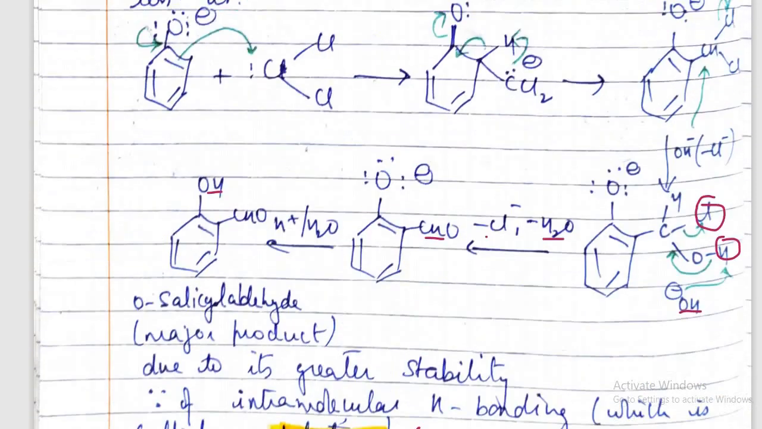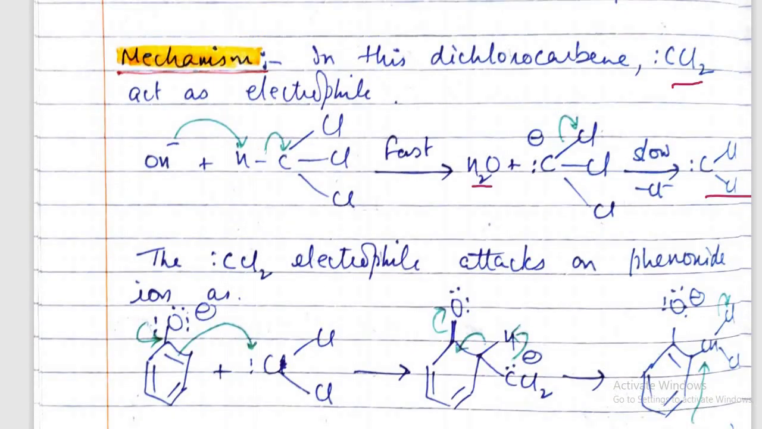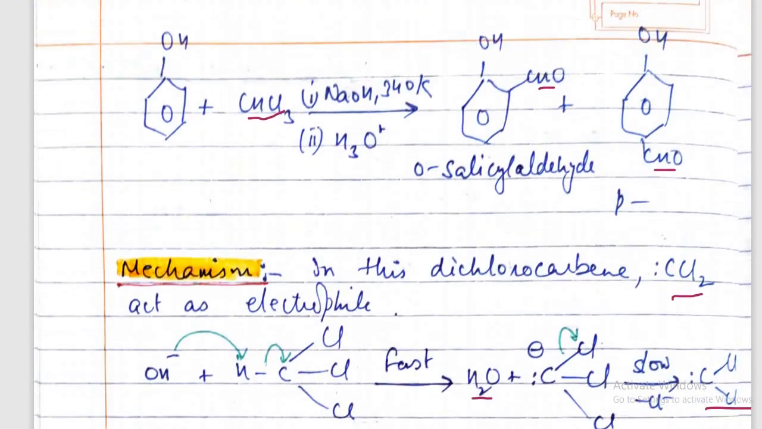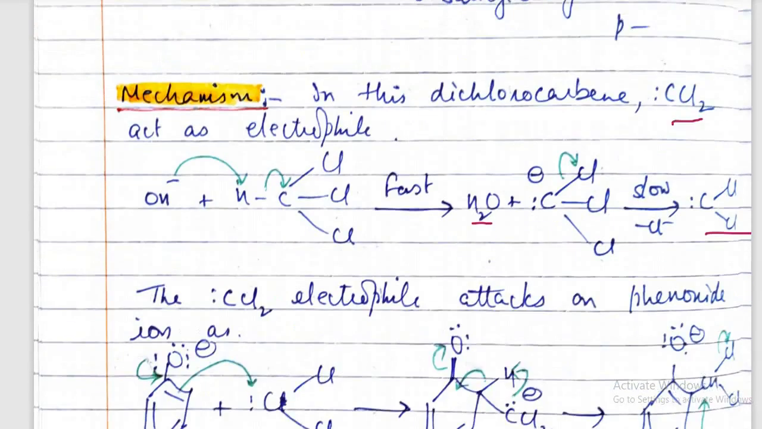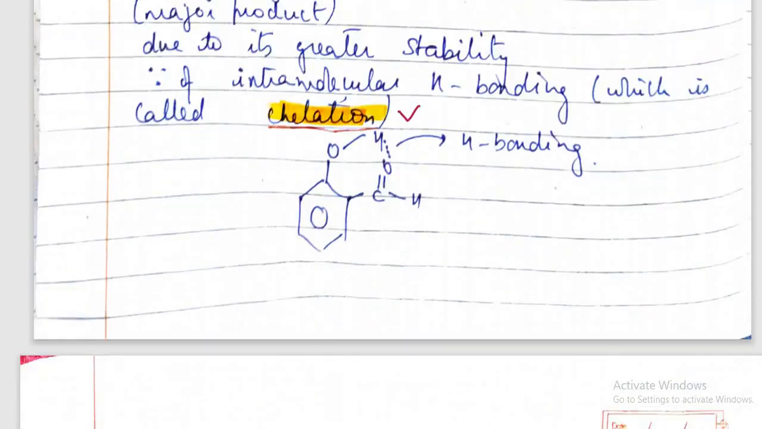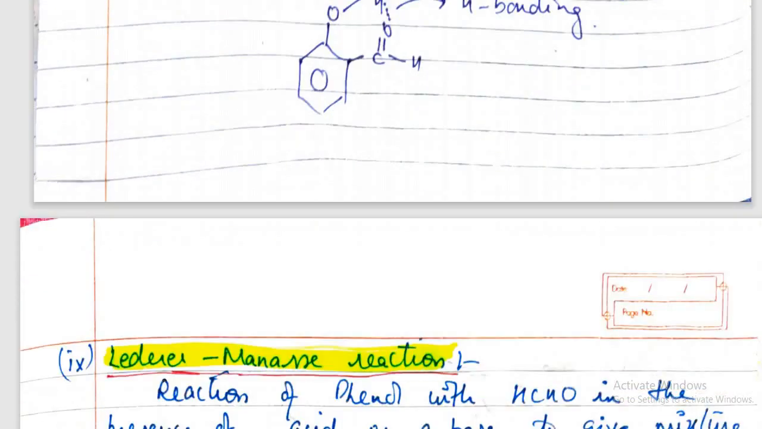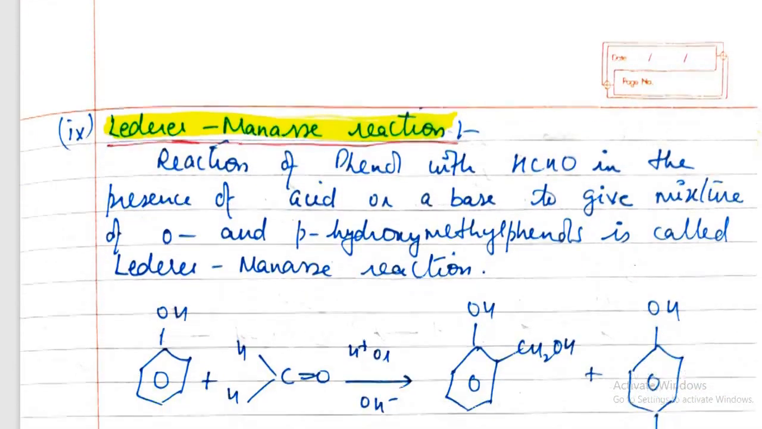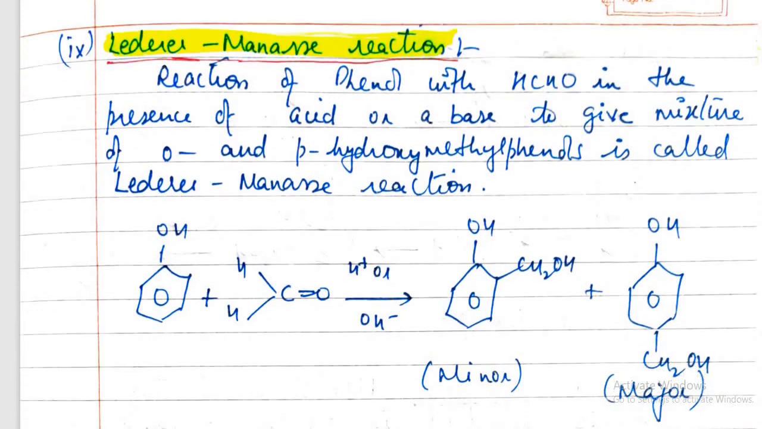if we use CCl4 instead of chloroform, then instead of CHO we get COOH groups at the ortho and para positions. So with carbon tetrachloride, salicylic acids, ortho-salicylic acid and para-salicylic acid, are formed. So next is the Lederer-Manasse reaction. This we have already done in polymers in class 12 also.